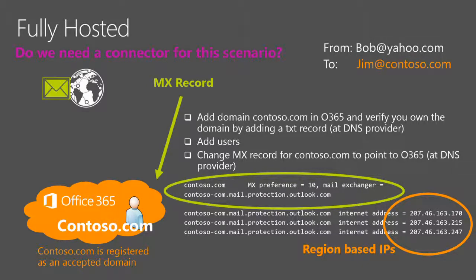Now let's talk about, in this case, a question: do you need a connector for this scenario? The answer should be overwhelmingly no. Because when somebody like Bob at yahoo.com wants to send mail to Jim, and Jim is in the cloud, that mail uses the MX record and goes directly to Jim in the cloud. There's no connector required for this scenario. Okay?